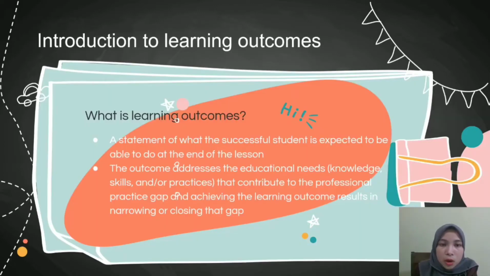Okay, so you guys have understood about the learning objective. So what are learning outcomes? Okay, so I will tell you. A learning outcome is a statement of what the successful student is expected to be able to do at the end of the lesson. The outcome addresses the educational needs such as knowledge, skill, and or practices that contribute to the professional practice gap, and achieving the learning outcome results in narrowing or closing that gap.